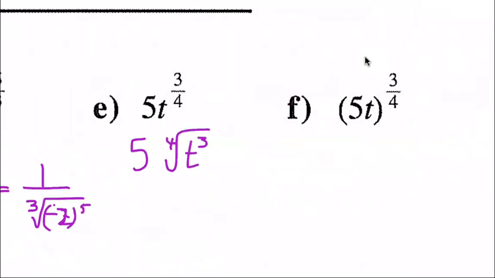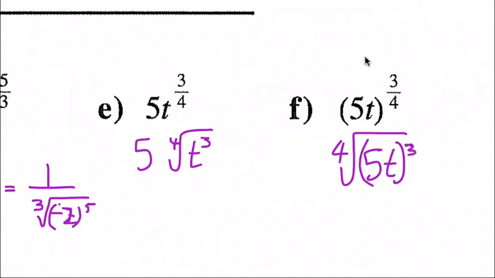Oh, just like f, that's in brackets. So this is the 4th root of 5t in brackets, and then cubed.